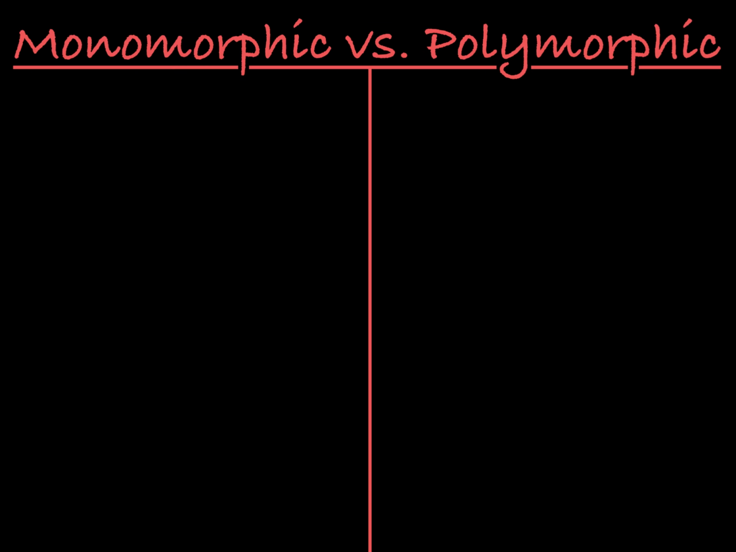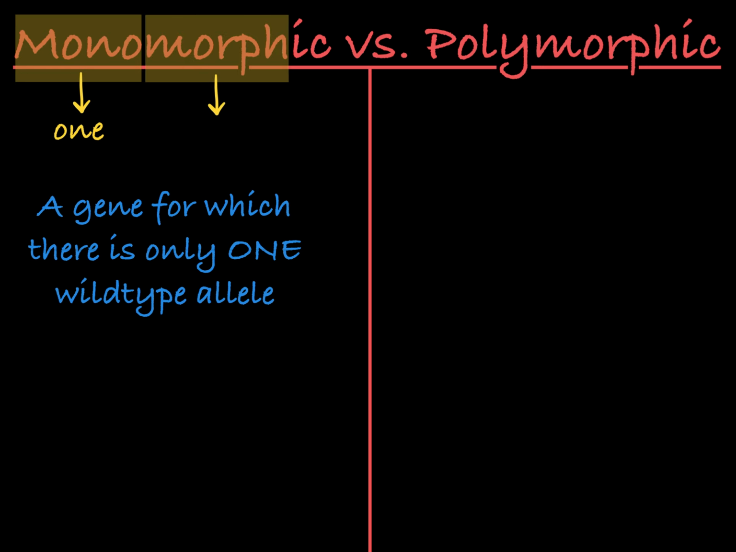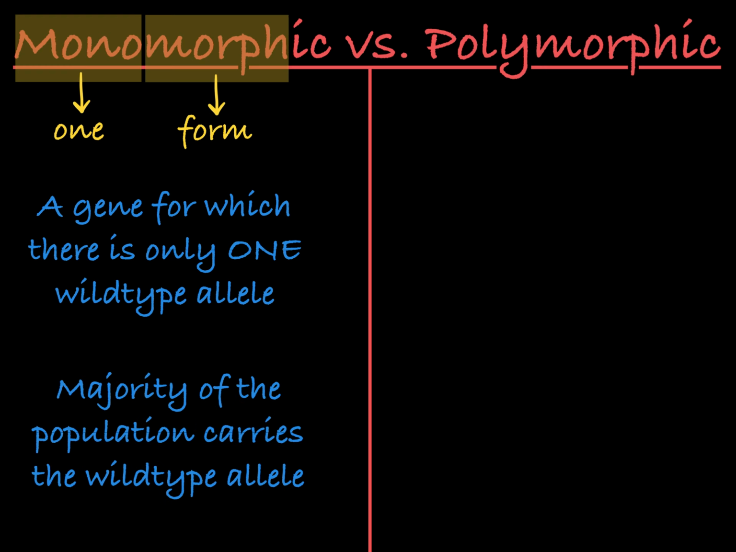A monomorphic gene is a gene for which there is only one common wild-type allele, mono meaning one, morph meaning form. There's only one common form of this gene in the population. While other mutant alleles may exist, the majority of the population carries this one wild-type allele.